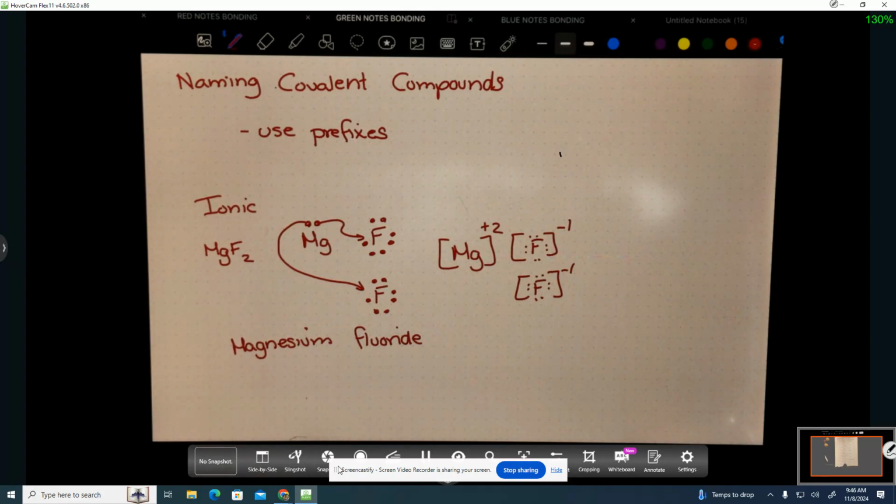Magnesium only has 1 choice, so it does not need a Roman numeral. Okay? Covalent is different.